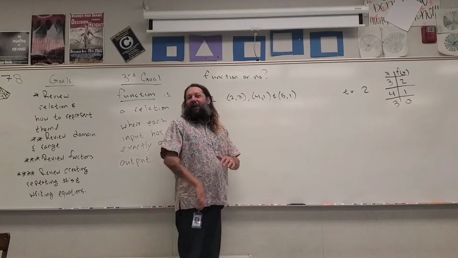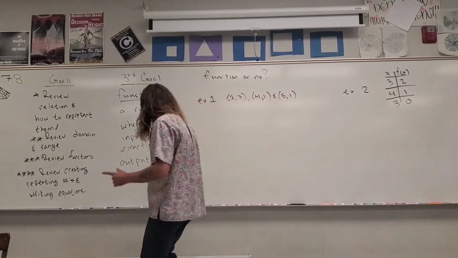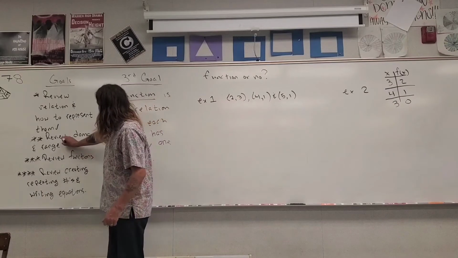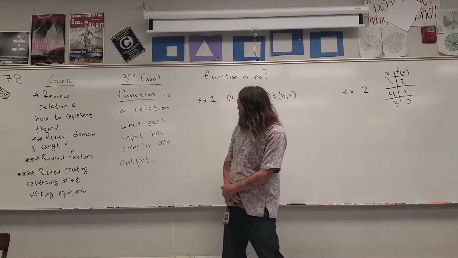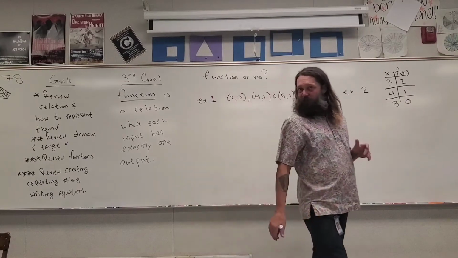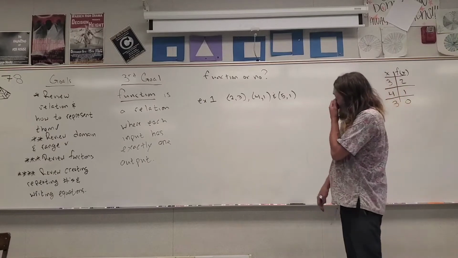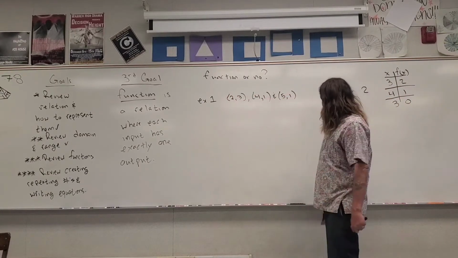I'm back. All right, so let's move on to our third goal here, and that's reviewing functions. Let me check off our second goal because we did review domain and range. Let's review functions. A function is a relation where each input has exactly one output. I have 2 examples on the board, and the question I'm asking for each example is: is it a function or no? Let's see here.